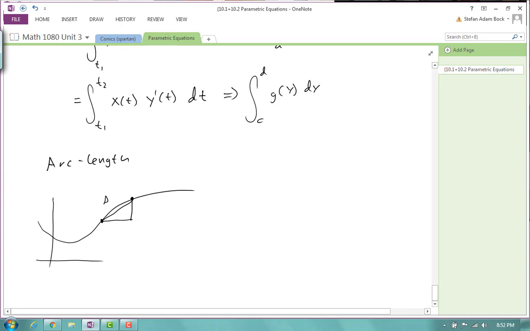And what we essentially got was a delta s, a delta x, and a delta y, where the delta s was equal to the square root of delta x squared plus delta y squared. And this translated into a ds, which could be either equal to the square root of 1 plus y prime squared dx, or an x prime squared plus 1 dy.